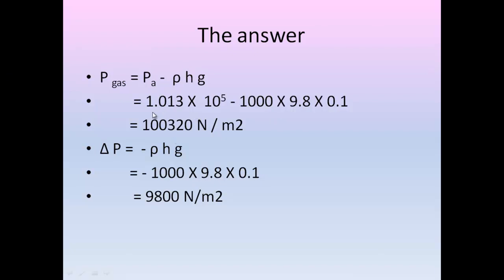PA is constant, 1.013 times 10 power 5 Pascal, minus rho 1000, H 0.1, with gravity 9.8. We discovered that the pressure of gas equals 100,320 Newton per meter square. Second part, he wants to find the delta pressure. Delta pressure means negative rho GH, the difference between the pressure of the gas and the pressure of air, which is 1000 times 9.8 times 0.1, and we discovered that delta pressure equals 9,800 Newton per meter square.